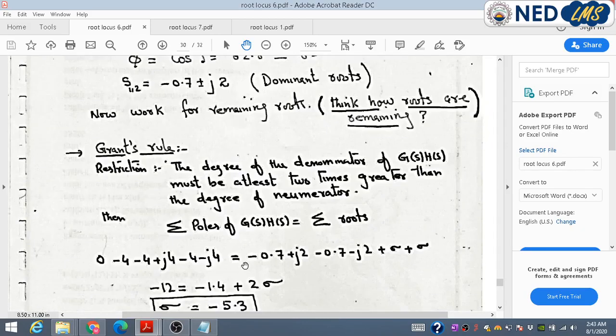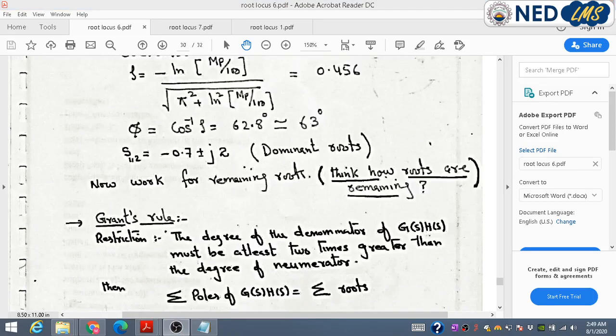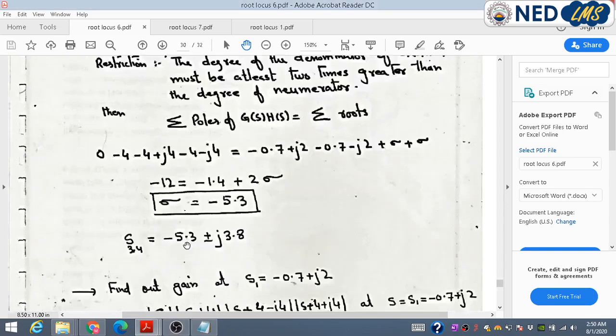I have to make one correction here. Think how many roots are remaining, because this angle phi will give you the information about the two dominant roots. Then what would be the remaining roots? The answer will come from the order of the system, or the degree of the characteristic equation that we used in the first place of this problem, where the degree of the equation is 4. Therefore, when we have found two roots, it means two roots are still remaining, and those two remaining roots could be found by using Grant's rule.